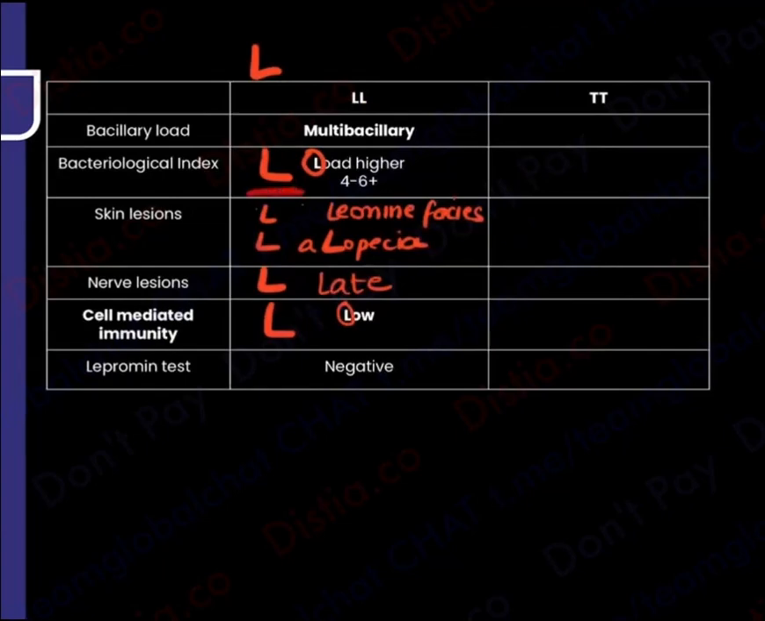Load is very high because the cell-mediated immunity is very low. CMI low hai, matlab Lepromin is not gonna come. The nerve lesions are very, very late. Clinically, patient has leonine facies with alopecia.